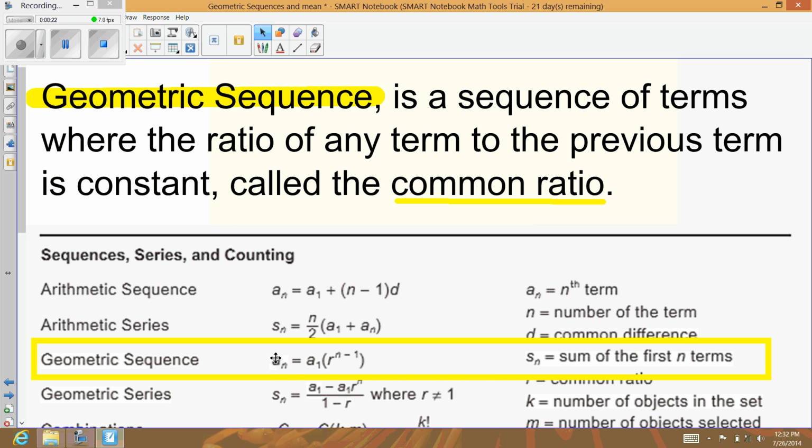A to the n is the last term that you're talking about. A to the 1 is the first term. R is that common ratio, which you are multiplying by. N is the number of terms, and you're subtracting a negative 1.